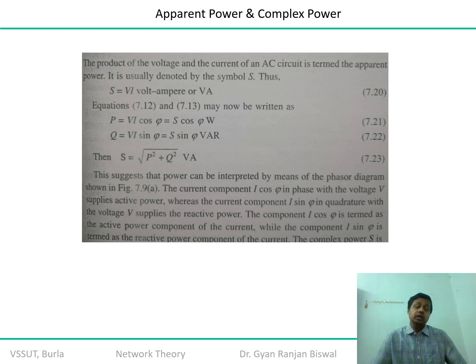Whereas if there is an exception, what can be the possible exception? For example, assume induction motors, that is, inductive circuits.